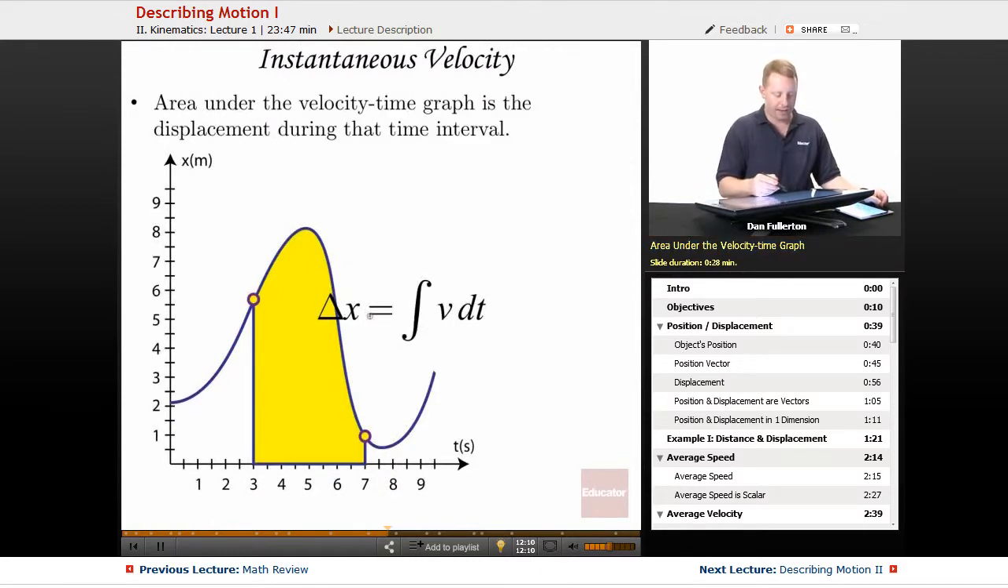Now, if we also have an xt graph, the area under a velocity time graph is the displacement during that time interval. So if we go to a velocity time graph, this shows our velocity as a function of time. The area under it, if you integrate that, the integral of velocity, or just find the area, that's your change in position for that time interval.